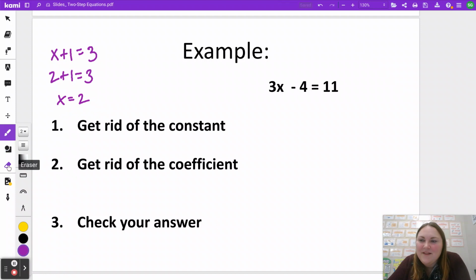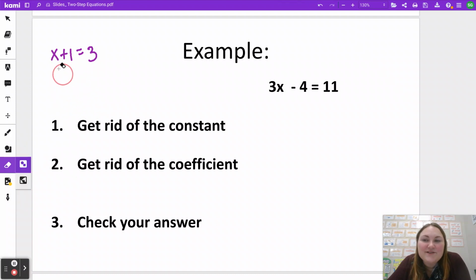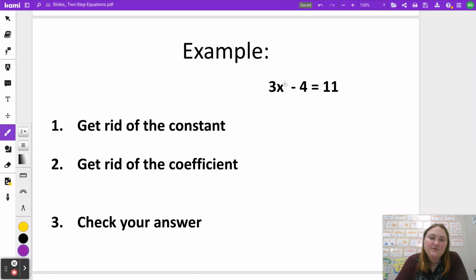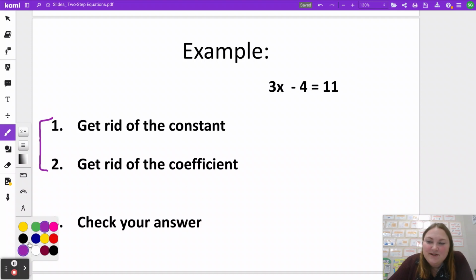I just know. But with two-step equations, there's more going on in the equation, and sometimes it can be harder for students just to look at this and say, I know what number x might be, because there's more math happening in the equation. And that's okay. That is where all the stuff we learned yesterday about doing the opposite and what we're learning today about these steps here will help us solve this two-step equation.